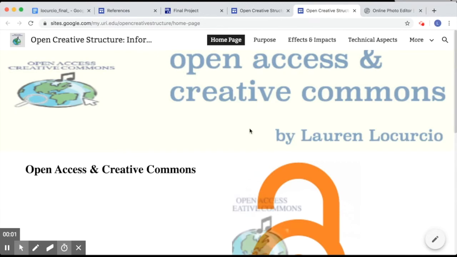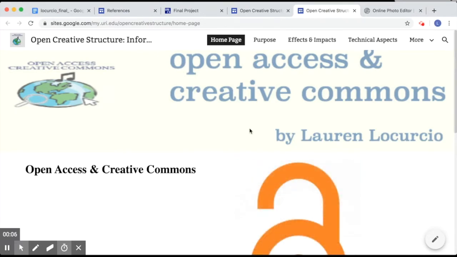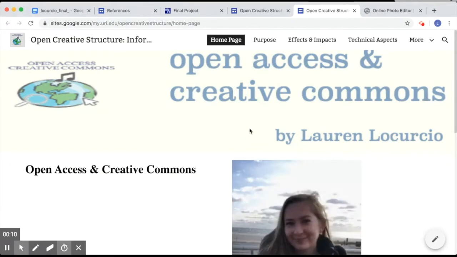My name is Lauren Lucurcio, and I will be talking about open access and Creative Commons. These two topics are connected to one another because they provide materials that are accessible to anyone.